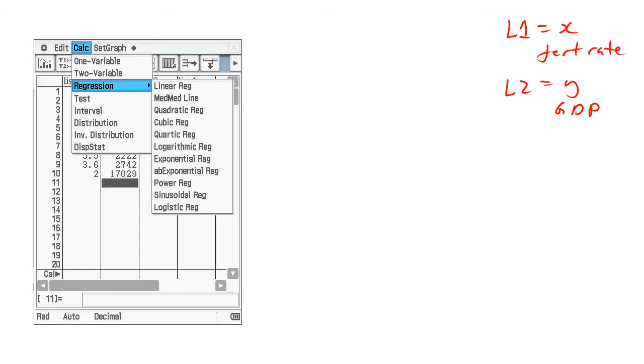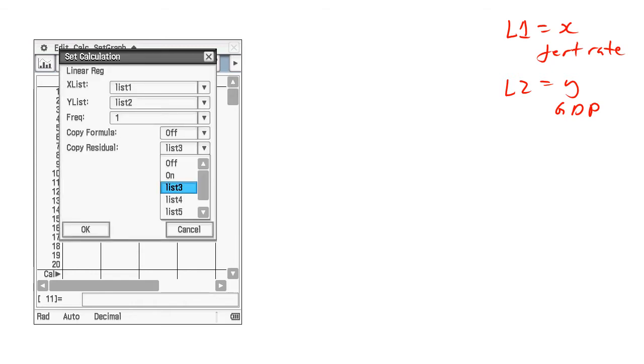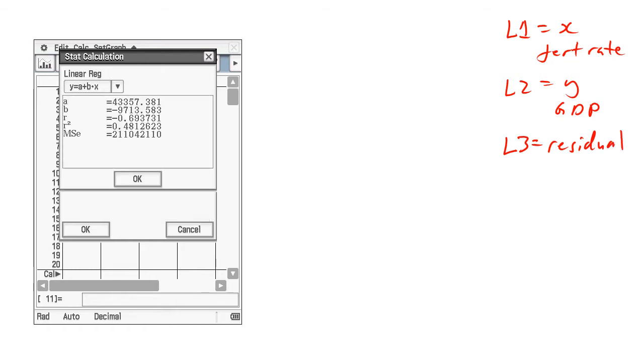All right, calc, regression, linear reg as normal. Now, don't forget, we're going to put the residual into list 3. Got to keep track of that. List 3 equals residual. So for no transform, because we haven't done any transforms yet, we've got an R that equals minus 0.694. If we're going to transform the data, remember we're trying to shift the dots closer to the line, so the R should get stronger. If we do a good transform, the R should get stronger.